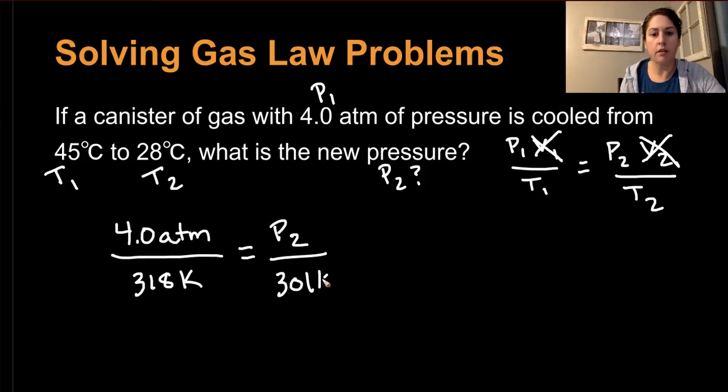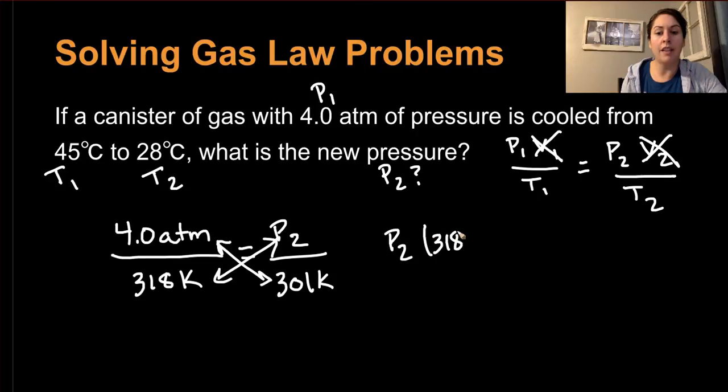I solve it just like I did before, so I'm going to cross multiply. These are going to get multiplied together, and these two are going to get multiplied together, and so that gives me P2 times my 318 Kelvin is equal to 4 atmospheres times 301 Kelvin.